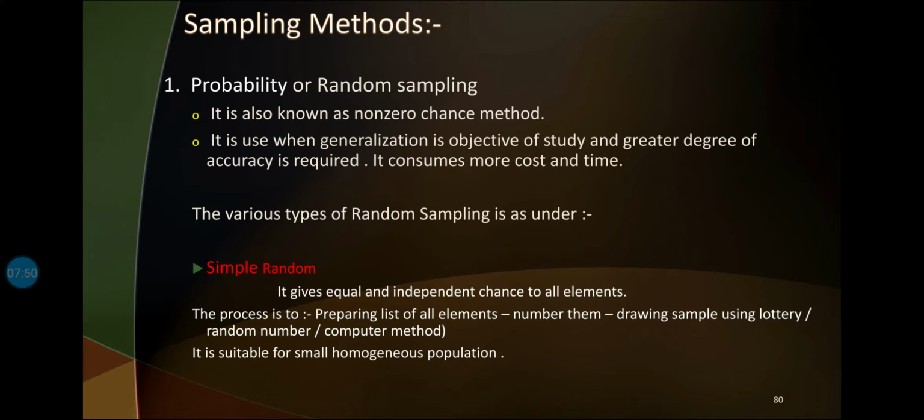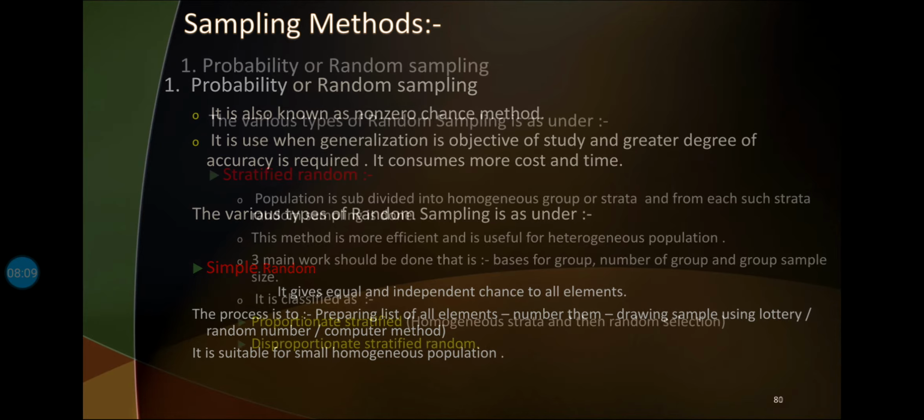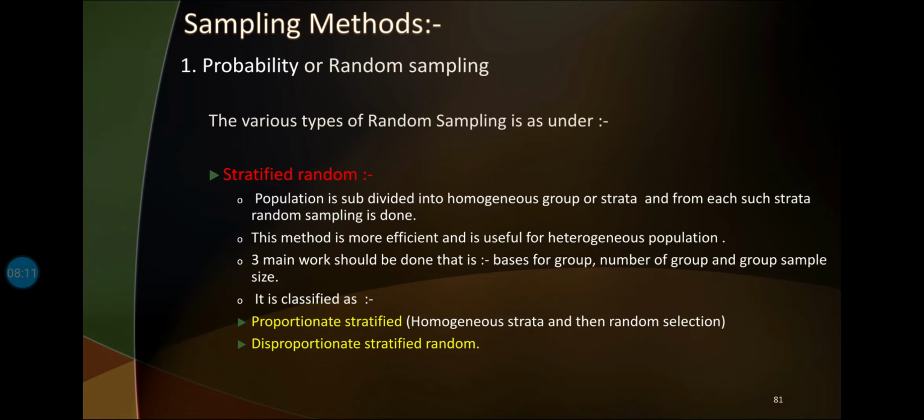So what is it suitable for? It is suitable for a small homogeneous population. Homogeneous means, as in our example, we have considered a class. That particular class consists of students of the same age group, the same grade, and the same probable region, and thus we say it is homogeneous. So that is the simple random process, under probability and random sampling.